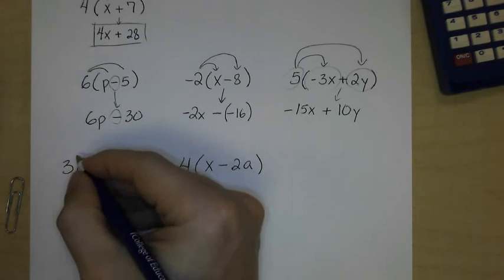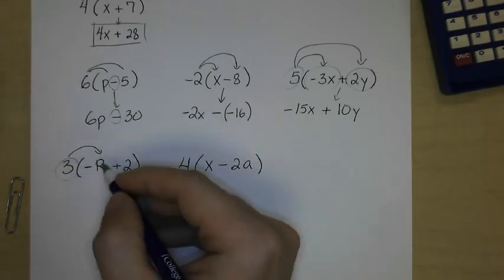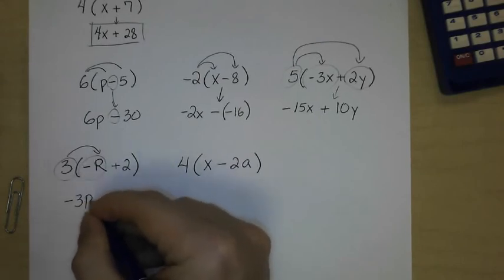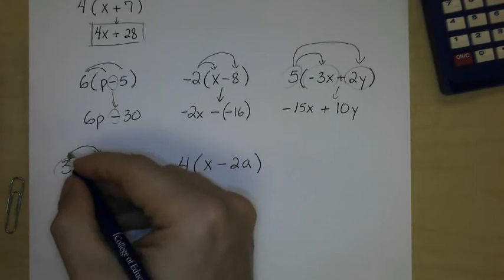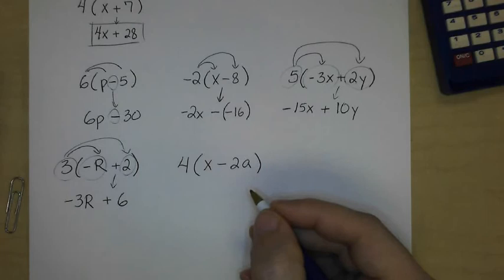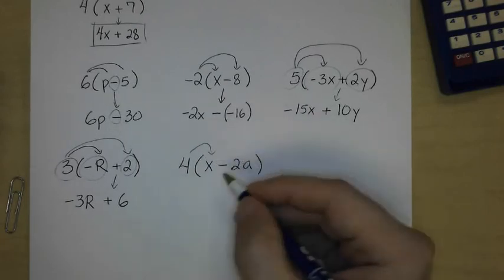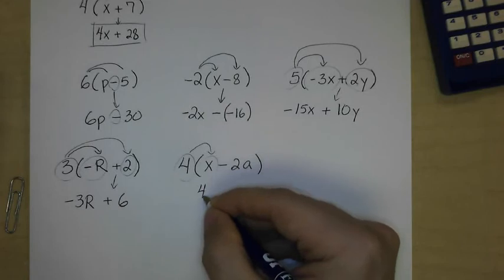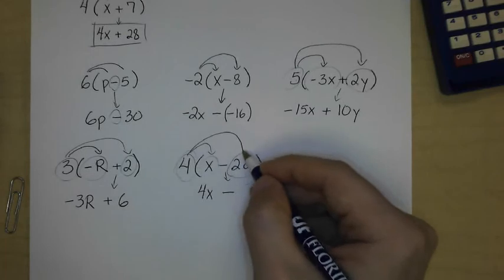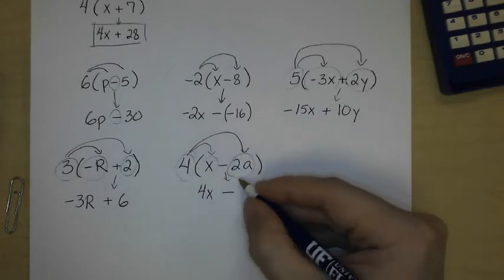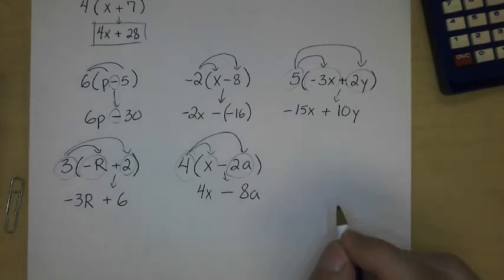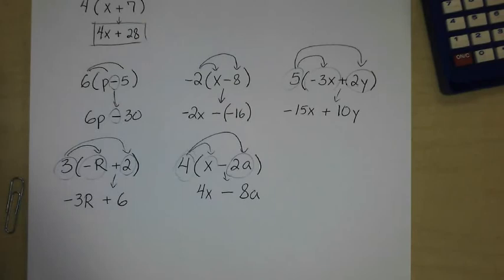Alright, so here we go. We've got 3 times a negative r, different signs, so it's negative, the number's 3, and the letter's r. Bring down my plus. Now we've got 3 times positive 2, and that's going to be positive 6. Here we've got 4 times x, that's going to be 4x. Bring down the operation. And now I've got 4 times 2a. Signs are the same, so it's positive. 4 times 2 is 8, and the letter is a. So now let me give you the next version of this.